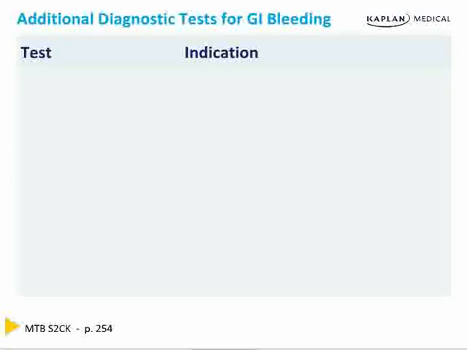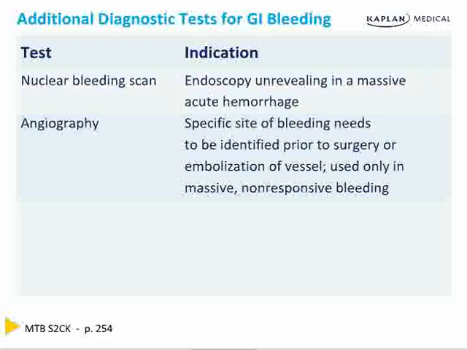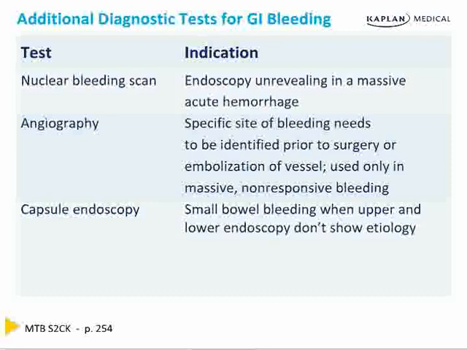There are a variety of additional diagnostic tests for GI bleeding, but they all have very narrow indications. A nuclear bleeding scan is used when the endoscopy has failed to reveal the source of the acute hemorrhage. Angiography is used when specific site of bleeding needs to be identified prior to surgery or embolization of a vessel. Remember, it's used only in massive, non-responsive bleeders. Capsule endoscopy is used when a small bowel bleed is suggested. This is when upper and lower endoscopy does not show the etiology of the bleed.